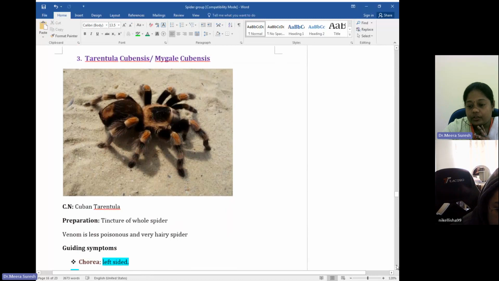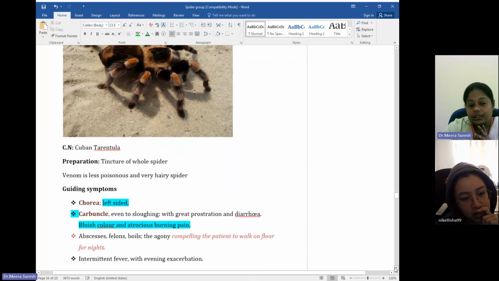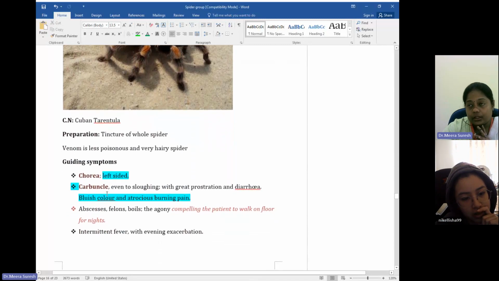This one is more characteristically Korea, but Korea is left-sided. So we have the Tarantula hispanica, where we had the Korea, and that Korea was right-sided. And here the Korea, in Tarantula cubensis, is left-sided. Another minute difference. But this remedy is more indicated in carbuncle.